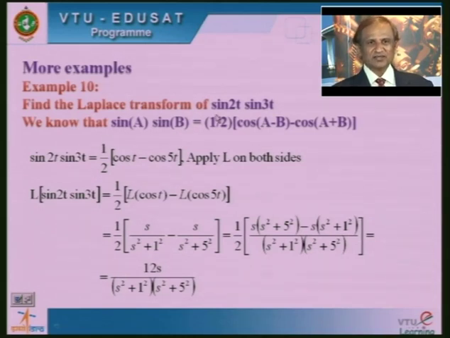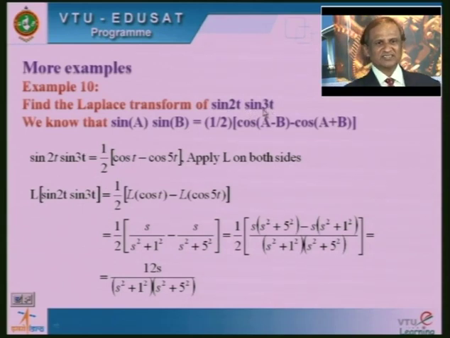So before solving, first we shall think how to write sine 2t into sine 3t. Friends, we know one formula. What is that formula? Sine A into sine B can be written as 1 by 2 times of cos of A minus B minus cos of A plus B. So now we can use this formula. By using this formula, I can write sine 2t into sine 3t is equal to 1 by 2 times of cos of A minus B, meaning 2t minus 3t.